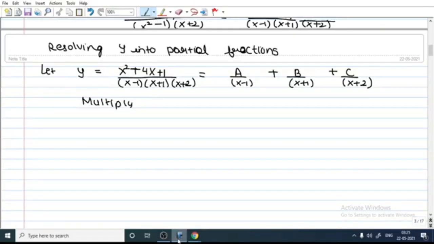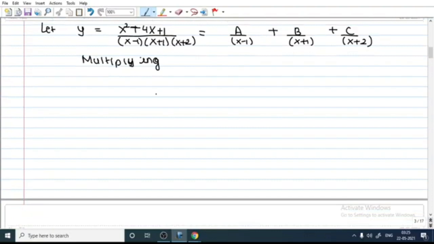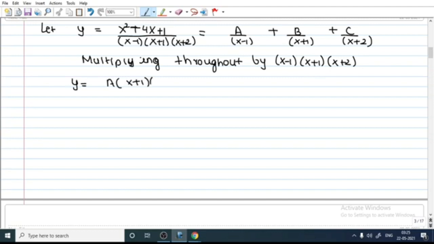So multiplying throughout by x minus 1, x plus 1 and x plus 2, what we are going to get is: x square plus 4x plus 1 equals a times x plus 1 times x plus 2, plus b times x minus 1 times x plus 2, plus c times x minus 1 times x plus 1.